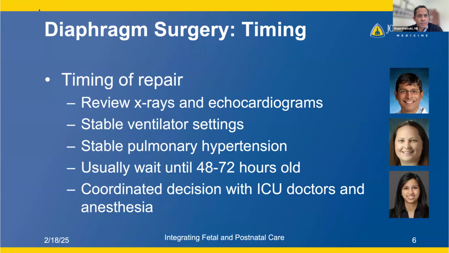With regards to timing of repair, we review all of the x-rays and echocardiograms that are done within the first 24 to 48 hours of life so that we understand the issues in terms of ventilation and perfusion. We wait for stable ventilator settings as well as evidence that the pulmonary hypertension at least is controlled. And usually what that leads to is we wait 48 to 72 hours before deciding on surgical repair.